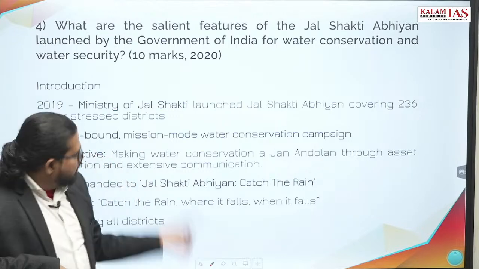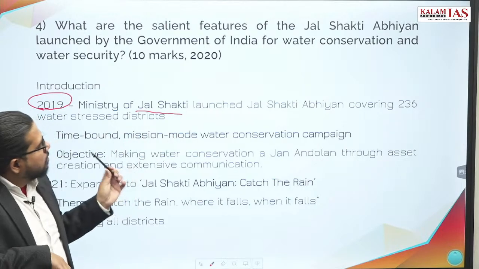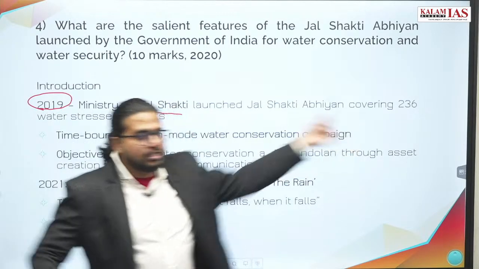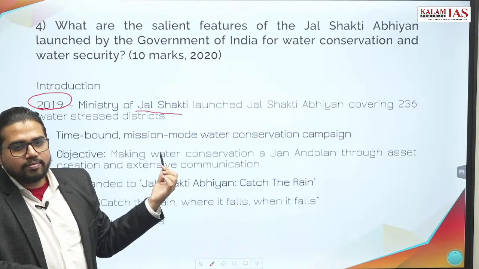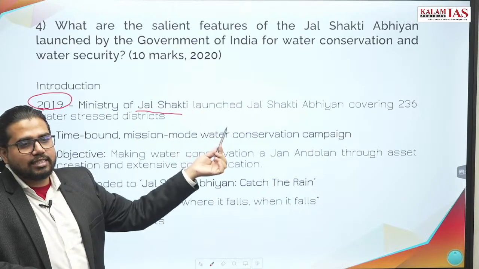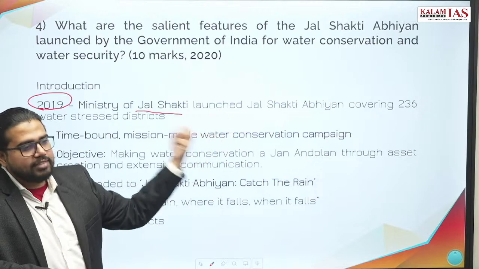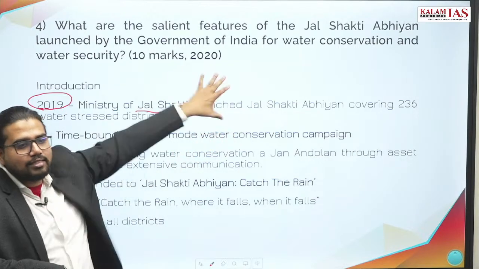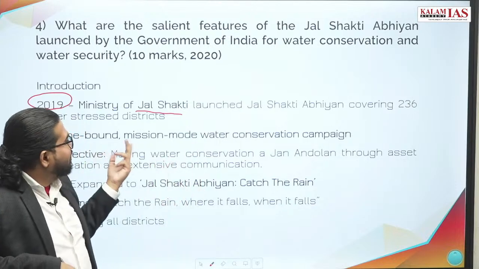So this was launched in 2019, Ministry of Jal Shakti. That time it was covering 236 blocks. How is this 236 blocks coming? Highly water stressed districts, some data collection was done, and there were 236 blocks in India which are highly stressed. So in those blocks this scheme was implemented first. And what is the point?